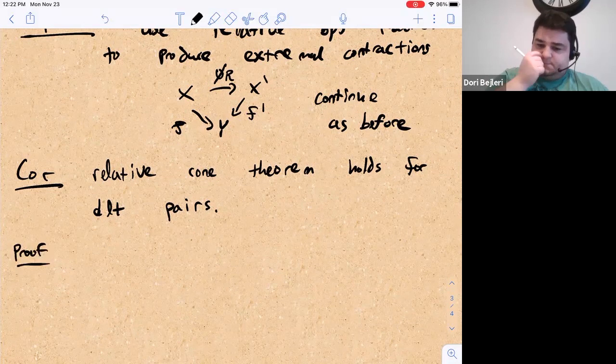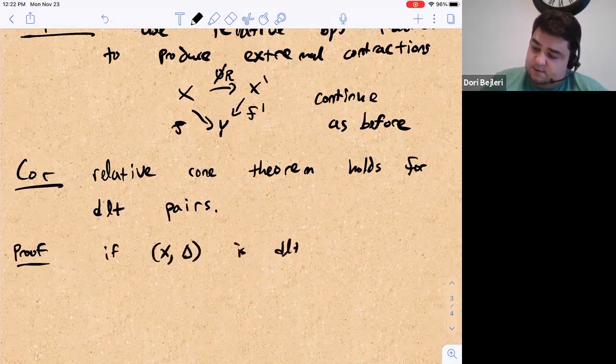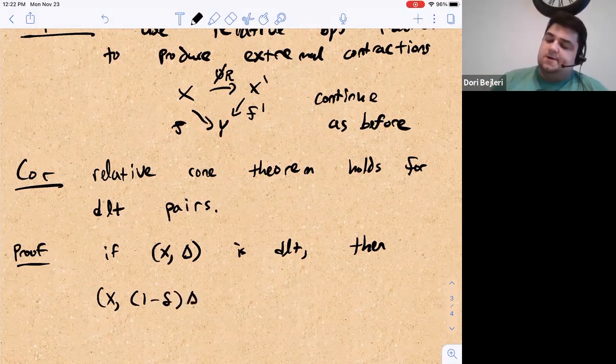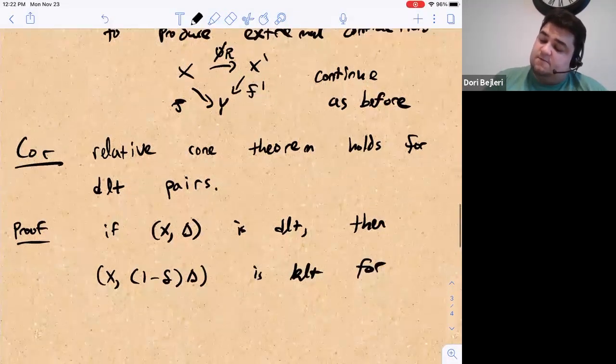Proof. Essentially, there's one observation, which is that if (X, Delta) is DLT, then (X, (1 minus some small number delta) times Delta) is KLT for any small enough delta.